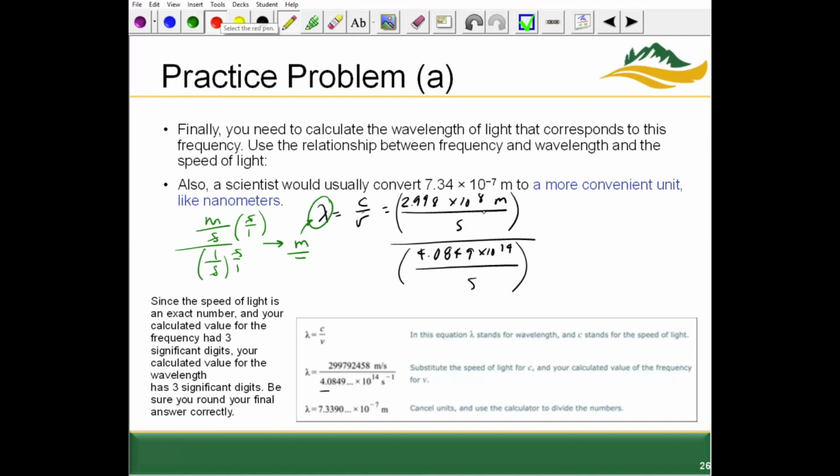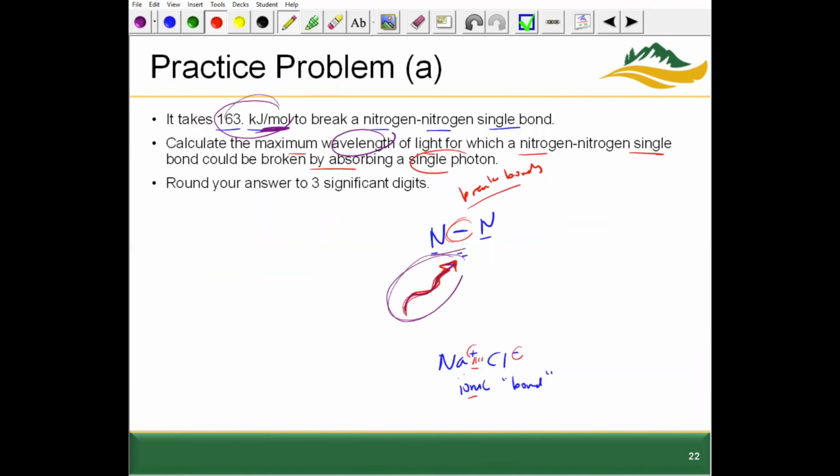So maybe not as clear to see when written like this, but here we're showing that seconds and seconds cancel out. That leaves lambda, or wavelength, to equal 7.3390 times 10 to the negative 7th meters. This is unrounded at this point. Because Planck's constant doesn't matter and the speed of light doesn't matter in determining the final number of sig figs in our final answer, we should just go back up to the main problem, and we have this value here that has 3 sig figs in it.